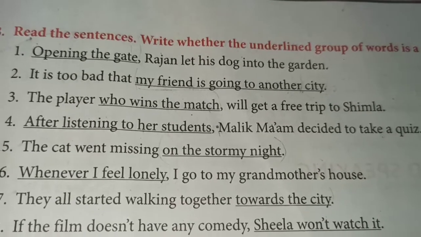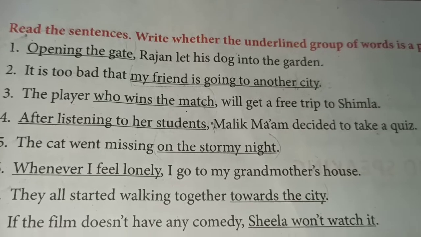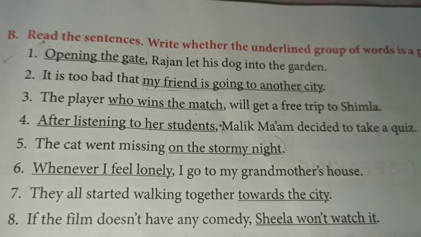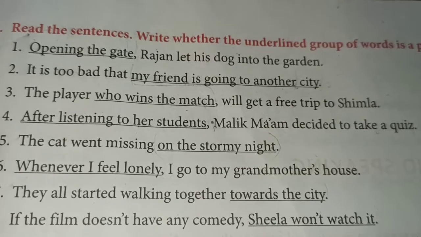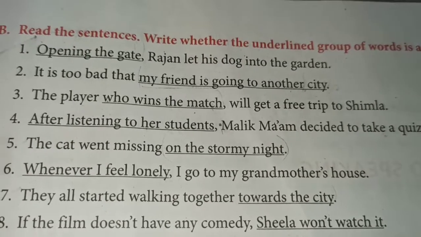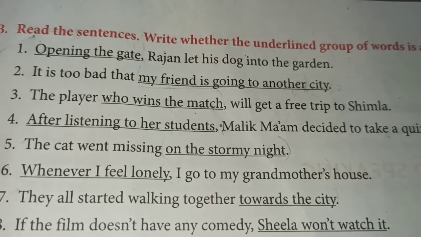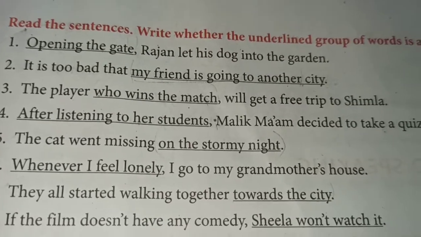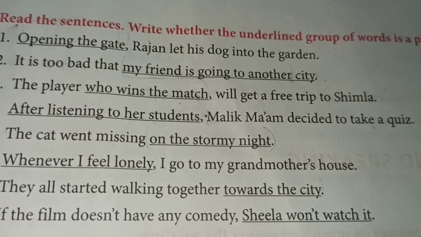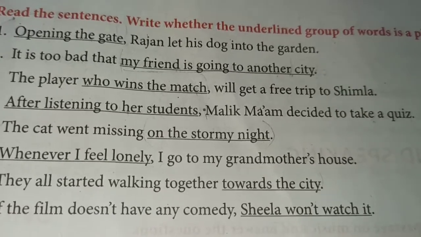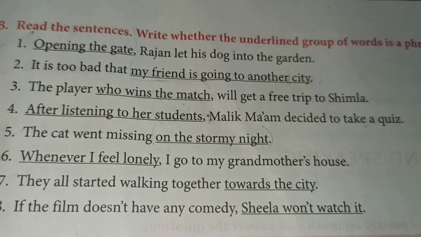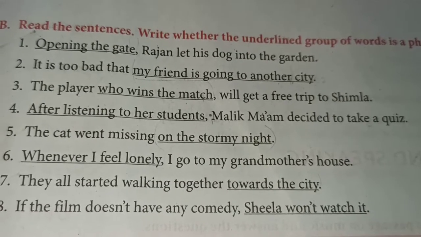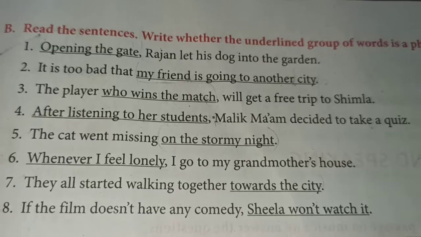The words underlined are Sheila won't watch it. So, Sheila won't watch it is a clause because it has a subject that is Sheila. It also has a verb that is won't watch and a predicate that is won't watch it. Hence it is a clause. It is conveying some meaning and can be considered a sentence within itself.